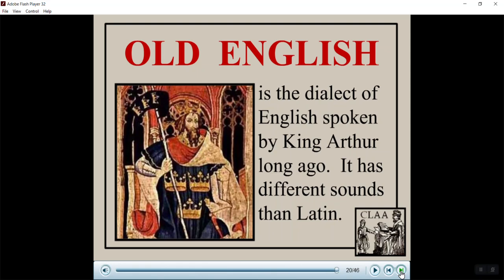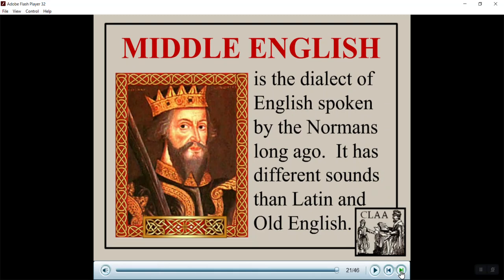In our last lesson, we studied the Old English dialect. We learned that Old English is the dialect of English spoken by King Arthur long ago. We saw that it has different sounds than Latin. In this lesson, we're going to study Middle English. Middle English is the dialect of English spoken by the Normans long ago. It has different sounds than Latin and some different sounds than Old English.